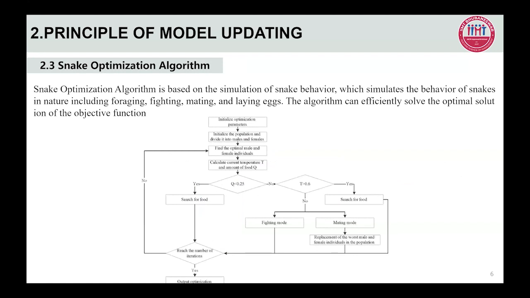Snake optimization algorithm is based on the simulation of snake behavior, which simulates the behavior of snakes in nature, including foraging, fighting, mating, and laying eggs. The algorithm can efficiently solve the optimal solution of the objective function.